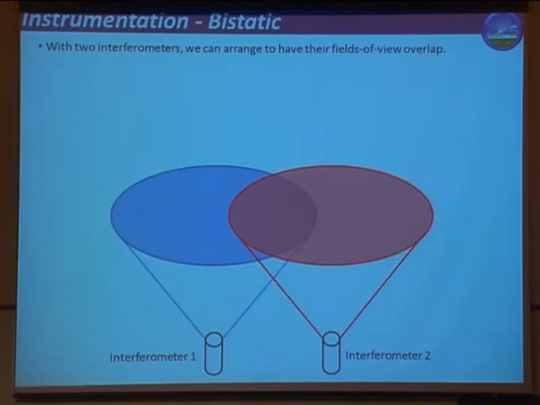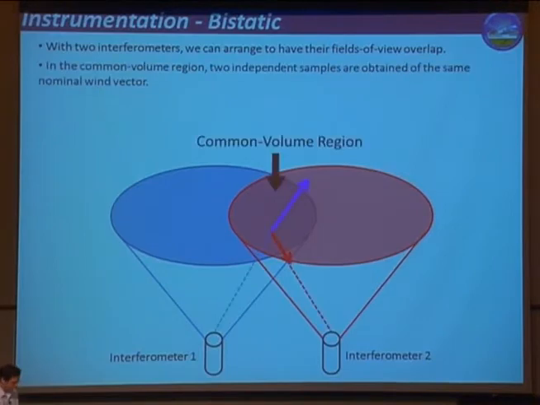So that's the monostatic technique. The bistatic technique is when we have two interferometers nearby and their fields of view overlap in some region. The region of overlap we call a common volume region. In that common volume region, we get two independent samples of the same nominal wind vector. Importantly, we get that along two different lines of sight.